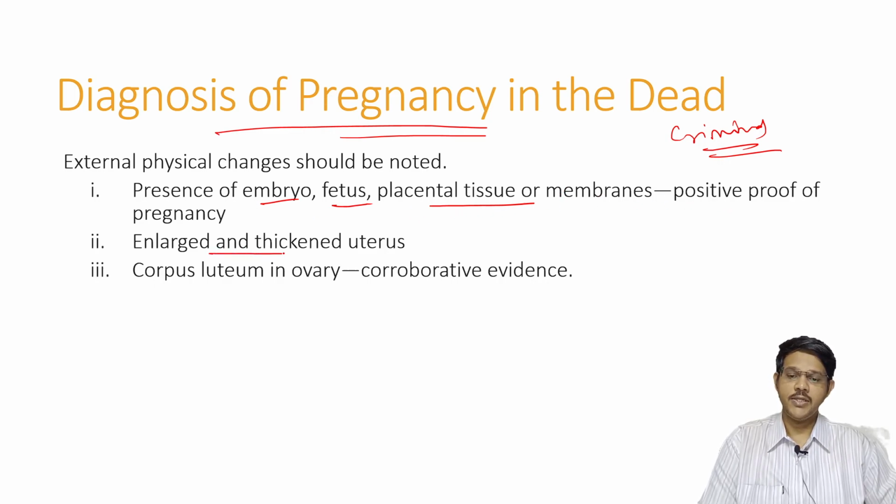There may be an enlarged and thickened uterus seen. Or if the fetus has been aborted, there may be presence of corpus luteum in the ovary, which is corroborative evidence to confirm that the woman was pregnant at the time of death.